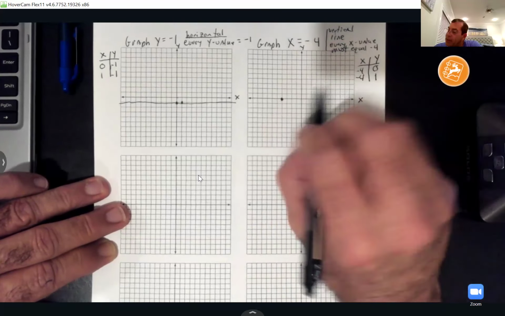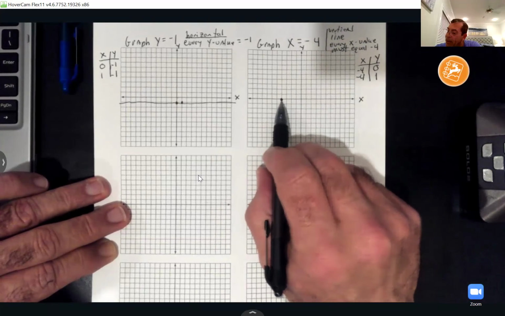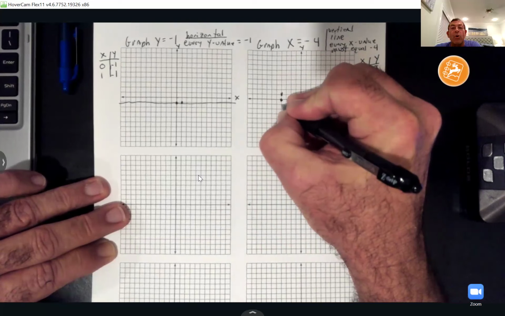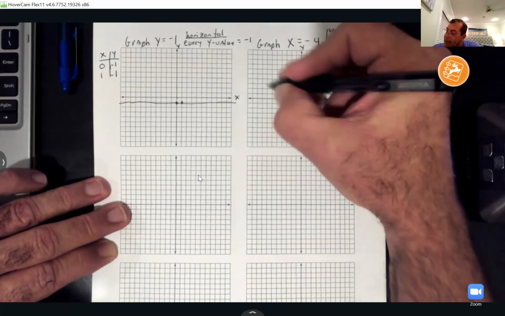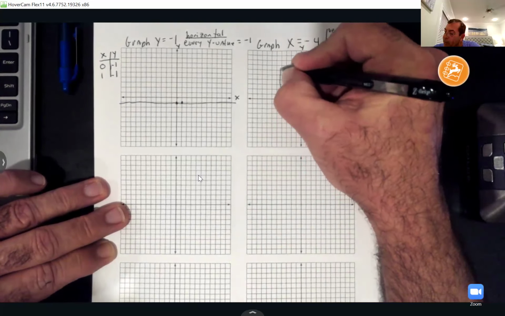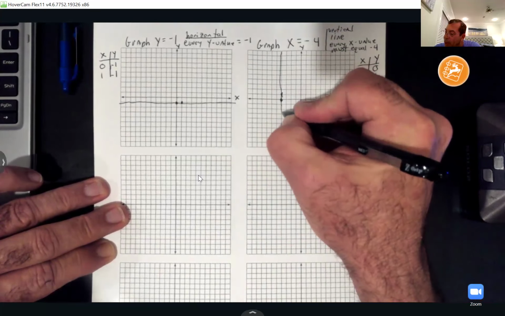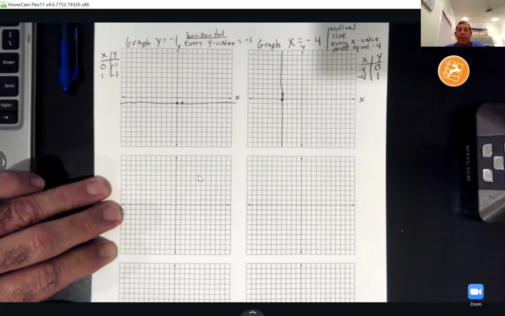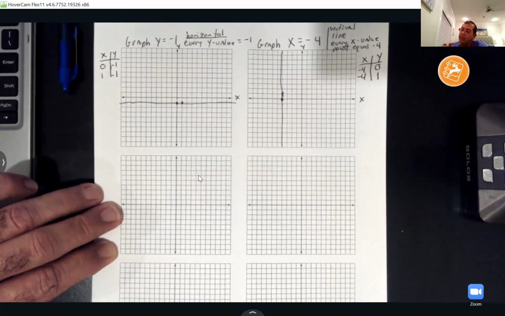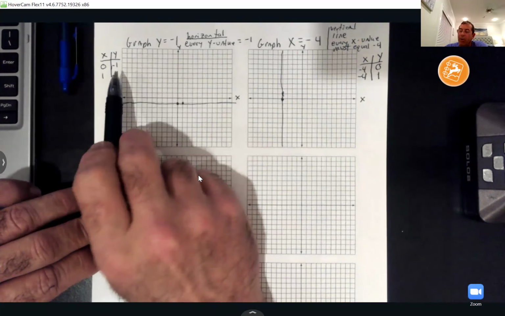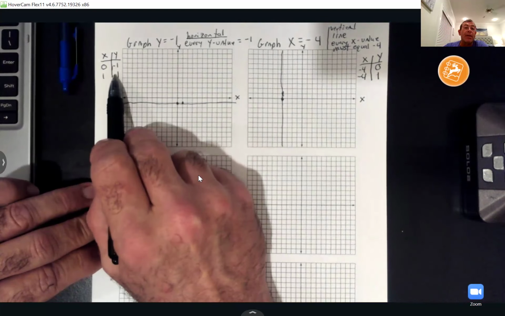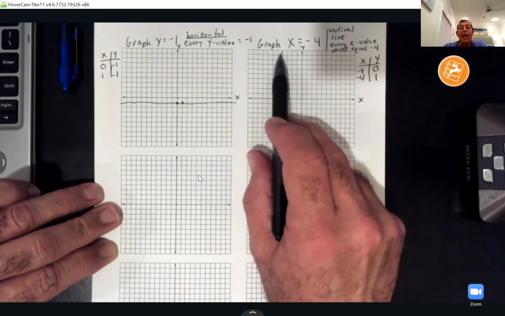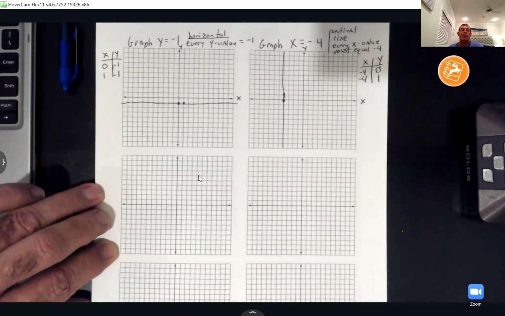Now remember, this is a vertical line. So at -4 on the x's, you can either go up 1, down 1. Once you plot that second point, MATLAB's going to come in and draw a vertical line there for you, okay? So remember, y equals a number. Every y value is that number. X equals a number. Every x value is that number.